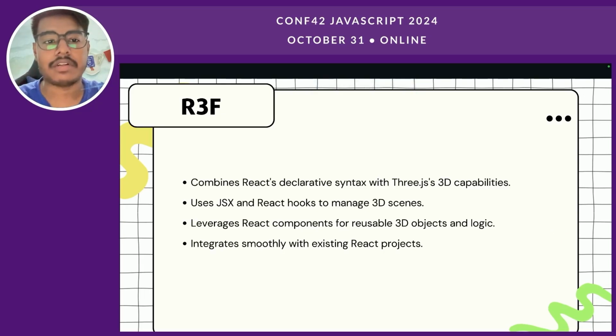Around React 3.5 or so, when 3JS started gaining popularity, the React ecosystem wanted to integrate it with the ease of a component-based way. So R3F combines React's declarative syntax with 3JS's 3D capabilities. It uses JSX and React hooks to manage 3D scenes. It allows us to make reusable components of 3D objects and logic. And the best part is that it can easily integrate with existing React projects.